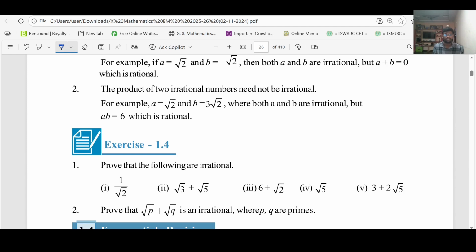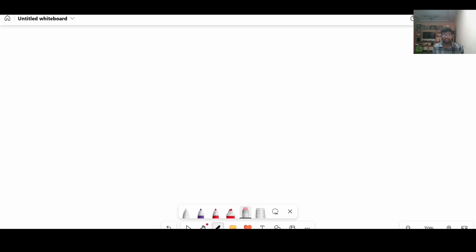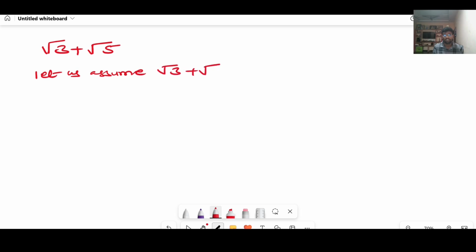Coming to the second question, root 3 plus root 5. We need to prove root 3 plus root 5 is an irrational number, right? First, what is the first step? Root 3 plus root 5. We will assume, let us assume root 3 plus root 5 is a rational number, right?